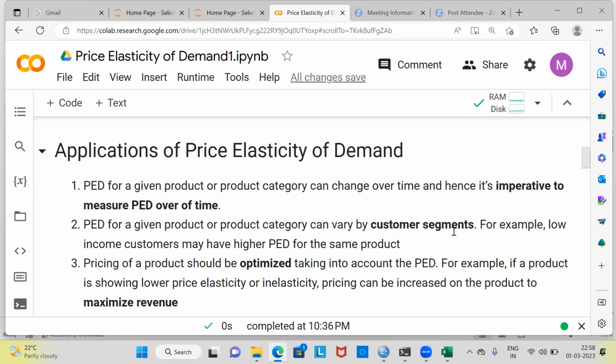For example, low income customers or poor people may have a higher PED for the same product. The opposite is also true, that the high income customers may have a lower PED for the same product. The third important point here is pricing of a product should be optimized, taking into account the PED.